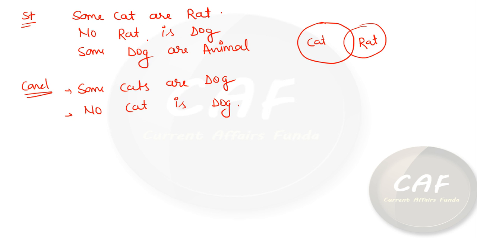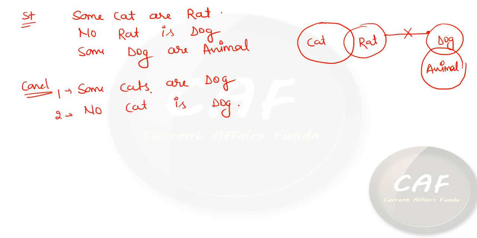Second is no rat is dog. That means this is rat here and there is no relation between rat and dog, which is why we have made a cross symbol here. And next is some dogs are animals. Now our Venn diagram is ready. Now we need to compare these two conclusions. This is your first conclusion, this is your second conclusion.